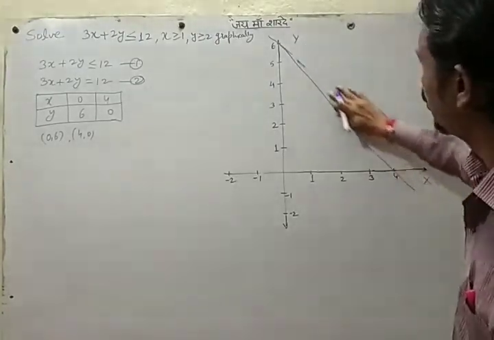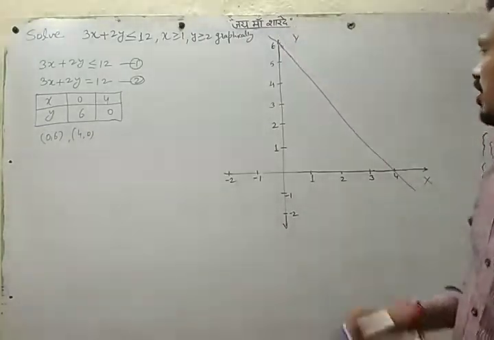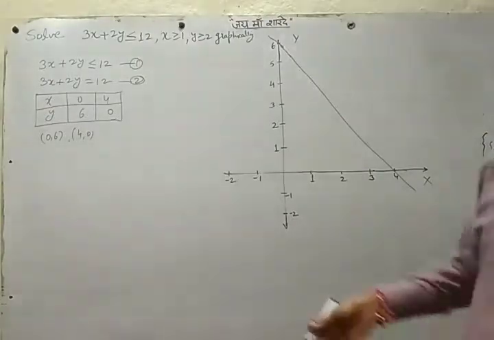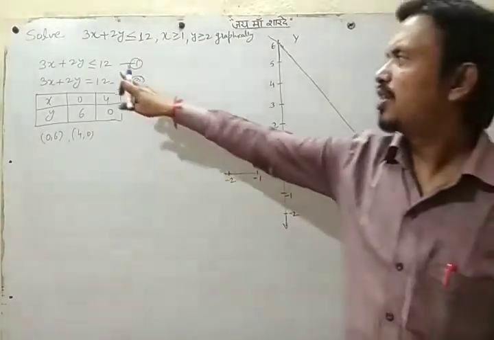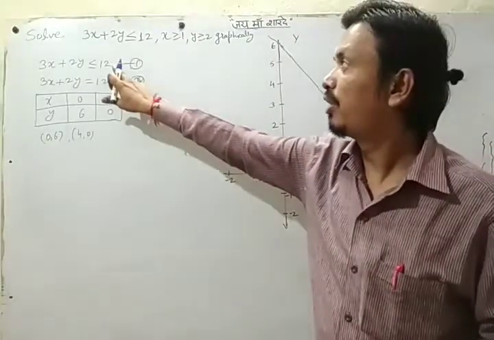When you draw it on graph paper, your graph will look exactly like this. This is the graph for the equation. Now we need the graph for the inequation.